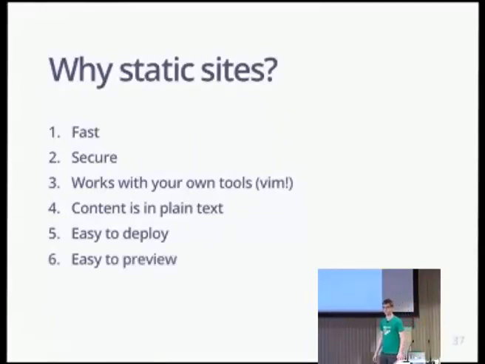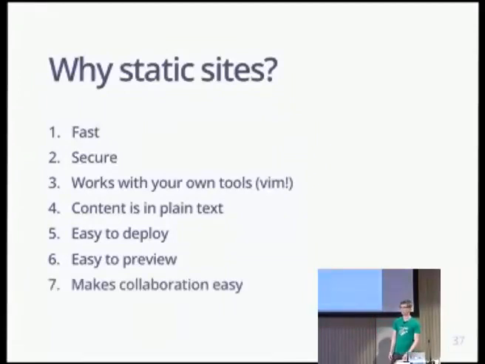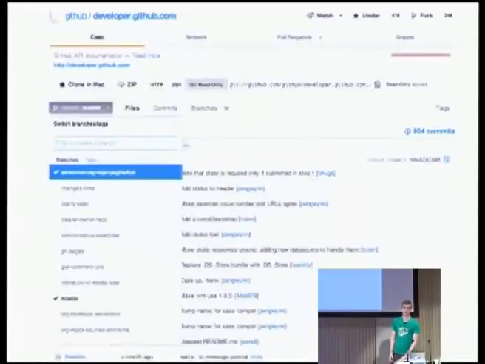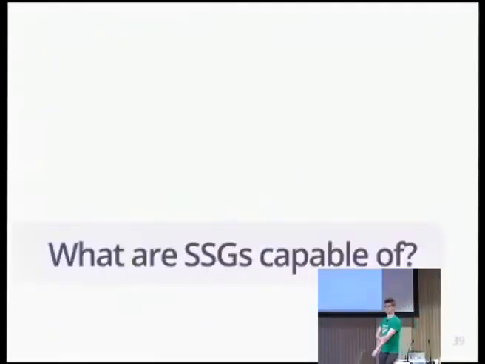Easy to preview, so you compile it to your local computer, and then you have the files, you can see whether they are okay or not. And it makes collaboration easy, which I will demonstrate with a screenshot from the GitHub developer site, which is open source, and people send pull requests, and modify that way. So it's become a community open source project, basically. So that was static site generators in overview.